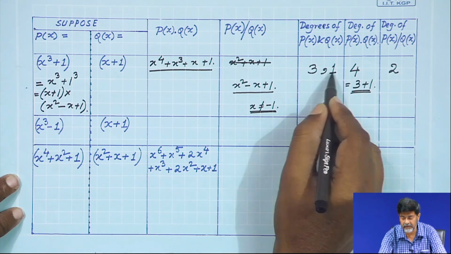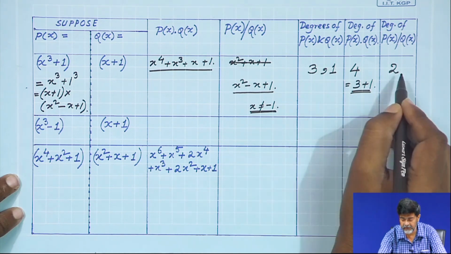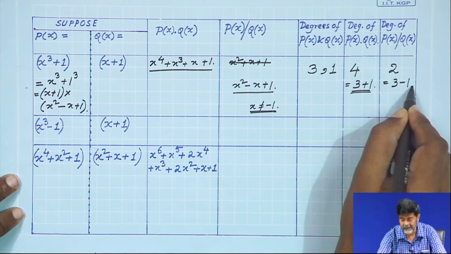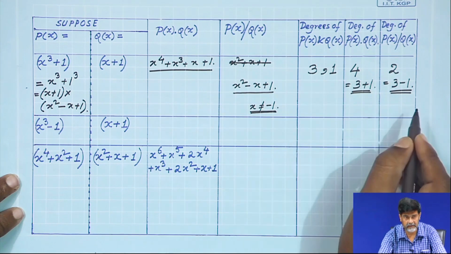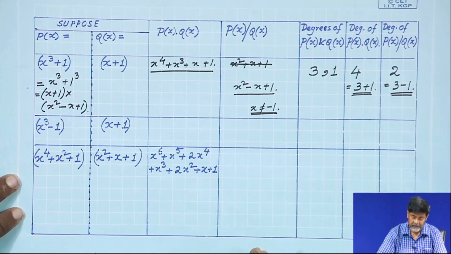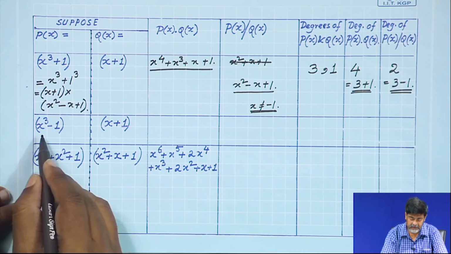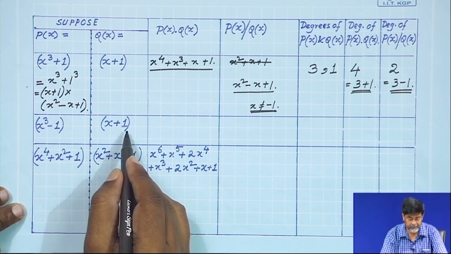There is summation of the degrees of the constituent polynomials Px and Qx. And for this part, we are getting 3 minus 1, that is the difference of the degrees of the polynomials Px and Qx. Have you got it? Yes, sir. Now, pass on to the next example, where we are taking two polynomials, Px as x cube minus 1 and Qx as x plus 1.